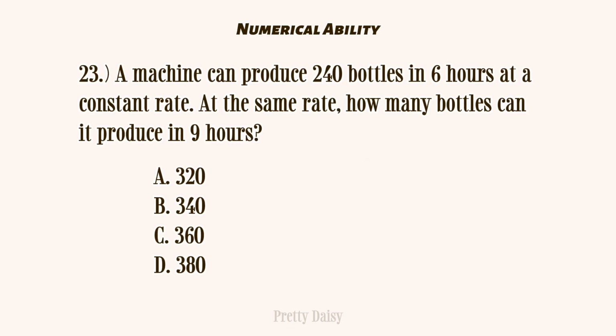23. A machine can produce 240 bottles in 6 hours at a constant rate. At the same rate, how many bottles can it produce in 9 hours? A. 320. B. 340. C. 360. D. 380.